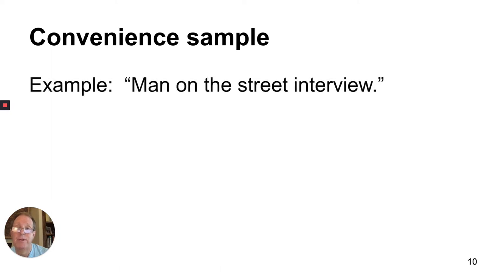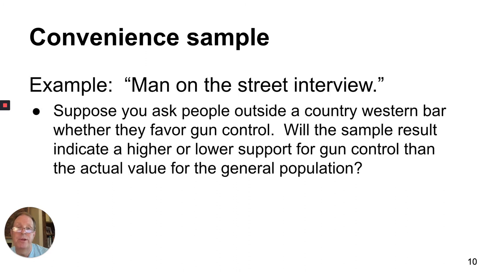My example of a convenience sample is the man on the street interview. Suppose you ask people outside a country western bar whether they favor gun control. Will the sample result indicate a higher or lower support for gun control than the actual value for the general population? This is a convenience sample. It overrepresents people who are outside the country western bar and underrepresents those who are not.